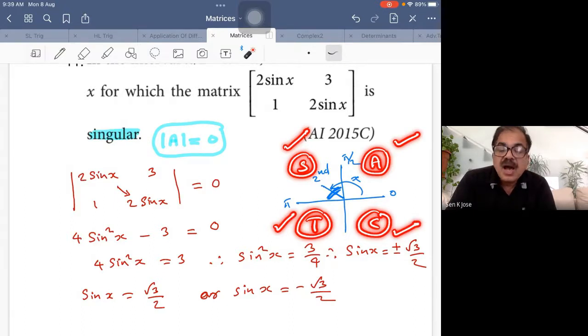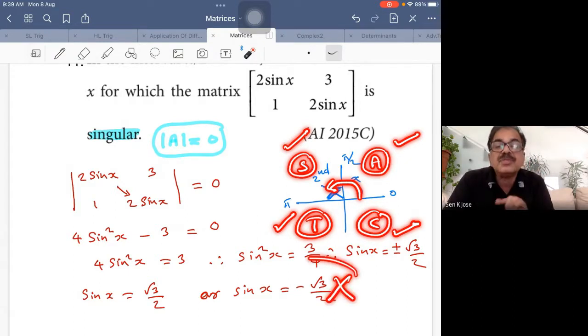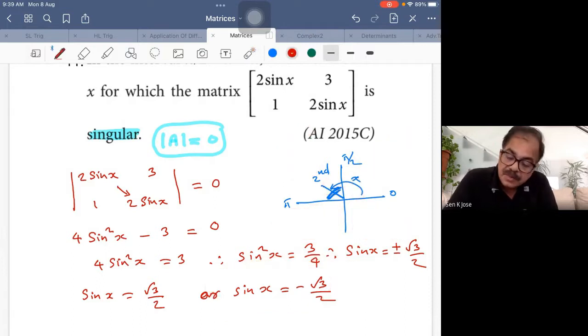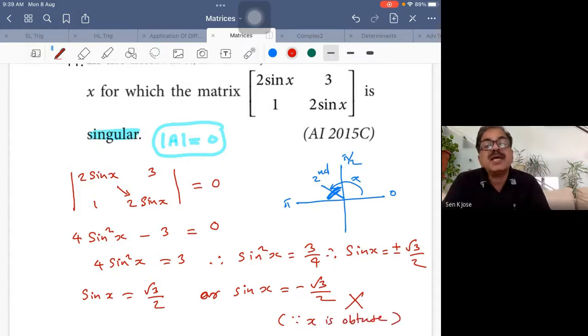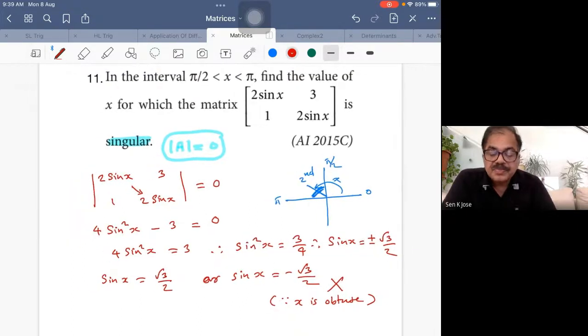So our angle is supposed to be in the second quadrant. They said it's an obtuse angle, second quadrant. In the second quadrant, sine is positive, so negative root 3 by 2 is wrong. That's ruled out. Because x is obtuse, it is in the second quadrant, and sine cannot be negative there. So sin x is equal to root 3 by 2.